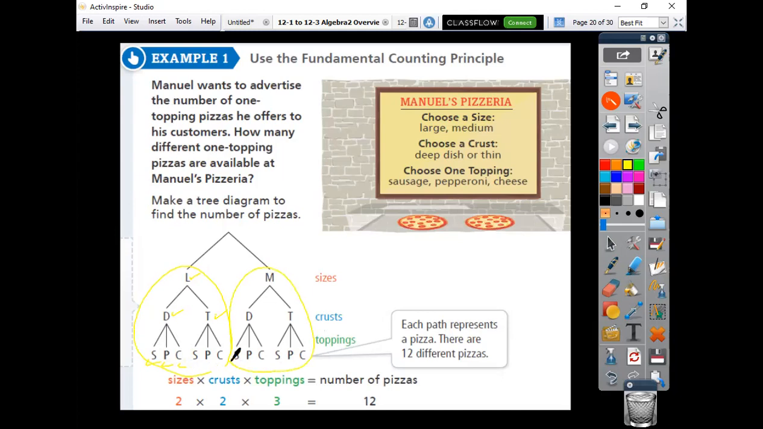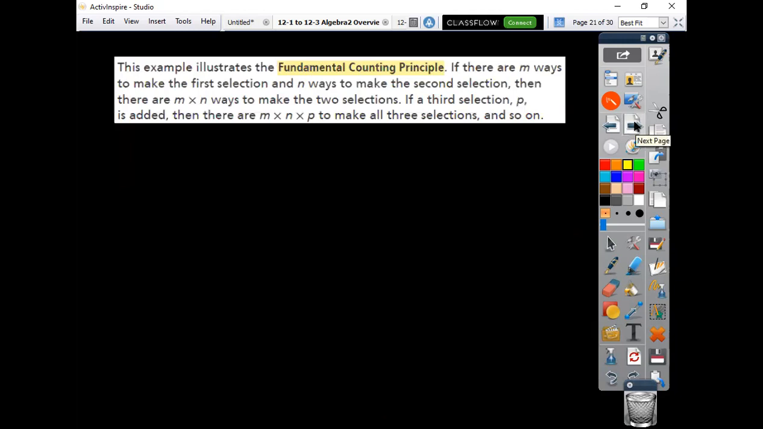So how do you get the total possibilities? This is called the fundamental counting principle. The 2 sizes, large and medium, times the 2 types of crust, and then times the 3 toppings. And so that would give us a total of 12 different pizza combinations that we could end up with. All right, so the fundamental counting principle, this is just in general what we were just saying. If you have M things and then N things and then P things, and you want to know how many ways you can end up with them, you would multiply those 3 numbers.